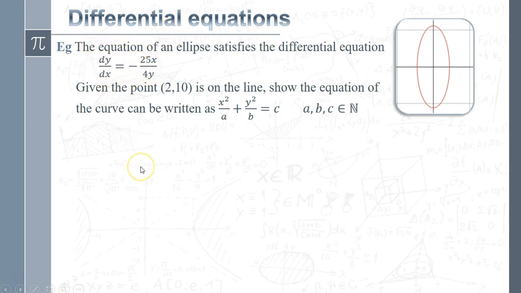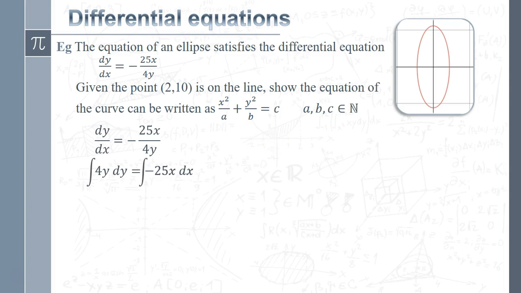So we've got the gradient function for this curve is minus 25x over 4y, and we've got a point on the line, and so what we're going to do is work back out what the equation of that line is, and we're going to write it in this form here. Right, so on we go. Let's start off with our equation. Let's do the integrating. To do that, we've got to do the separating of the variables. There we go. So I've taken the 4y over to the left, I've taken the dx over to the right.